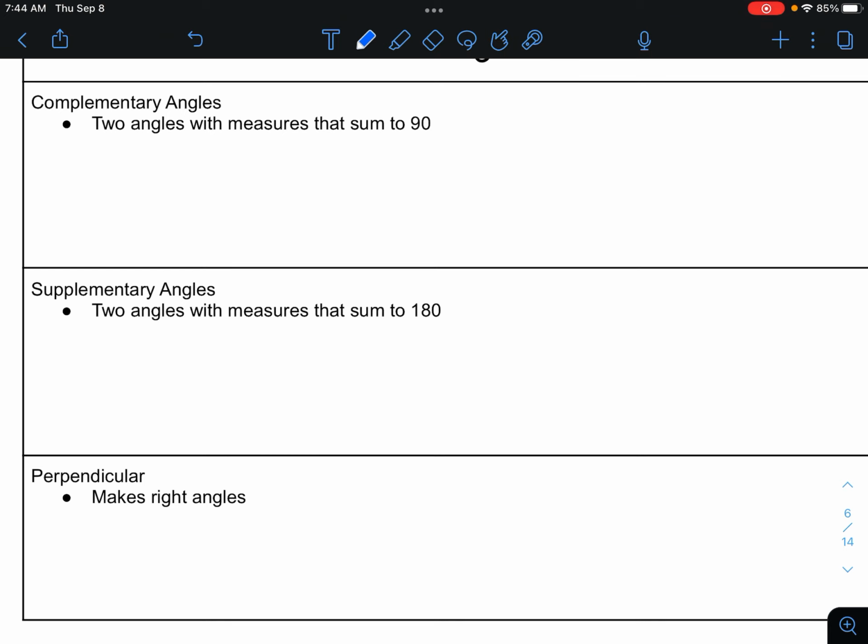So next up is complementary. These are two angles with measures that sum to 90. So if I get a right angle drawn here, we're going to get this right angle we have, and put that little box in the corner to show it's a right angle. I can then draw another ray coming off this vertex anywhere I want. Doesn't matter where. Let's just say maybe over here.